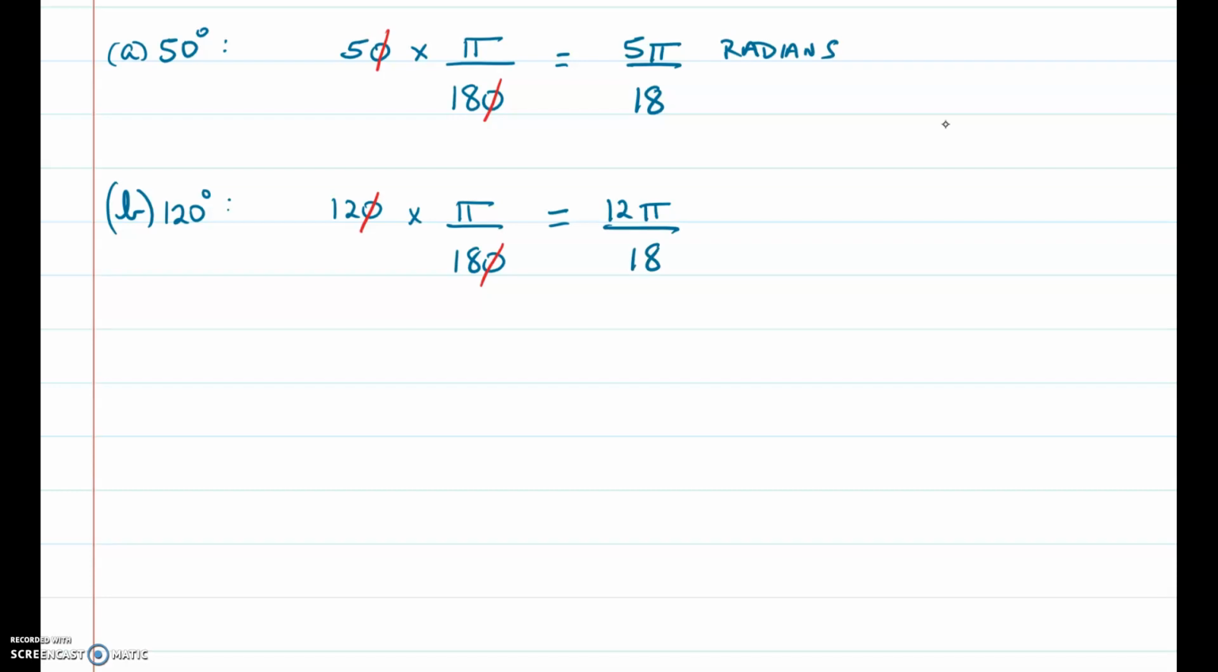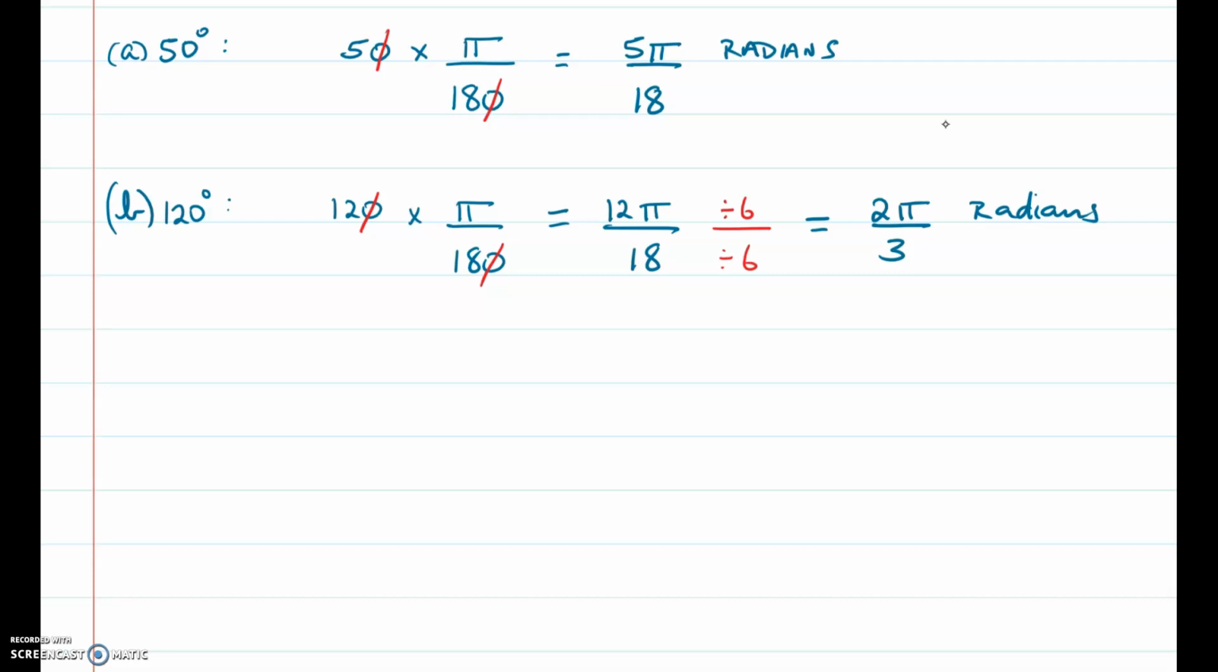But we can divide top and bottom by 6. Okay, if we divide top and bottom by 6, we get 2 pi over 3 radians. So 120 degrees is equal to 2/3 pi radians, or 2 pi over 3 radians.